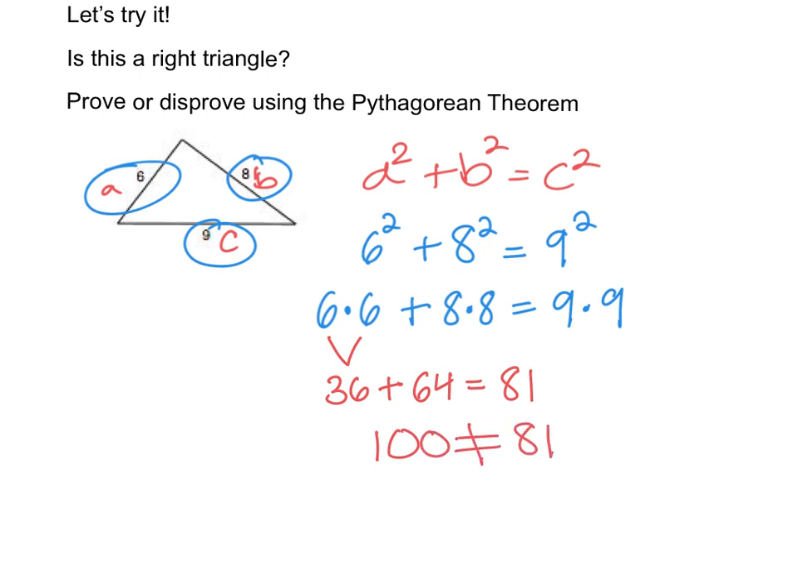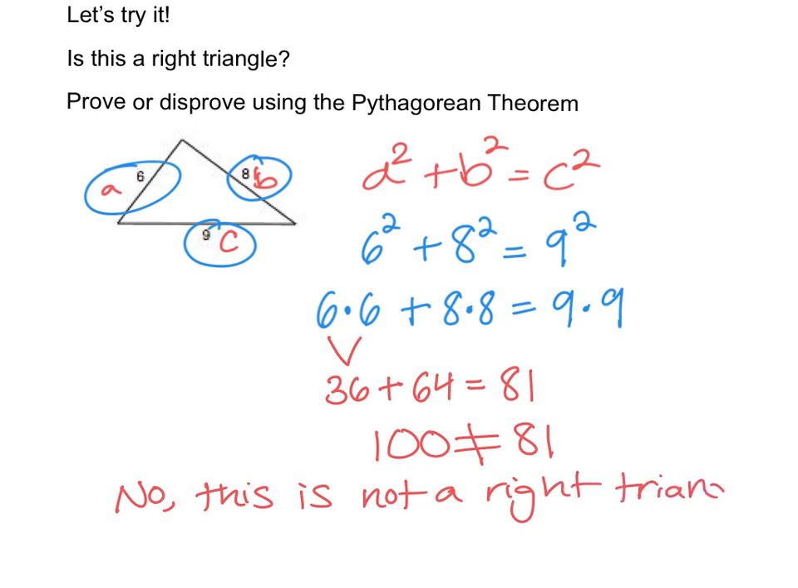So I drew the line through it, and then I'm going to write on the bottom, no, this is not a right triangle. Because I just proved it above that the side lengths do not work when I substitute them into the Pythagorean theorem. If it was a right triangle, the left side of my equation would equal my right side. In this case, it does not.